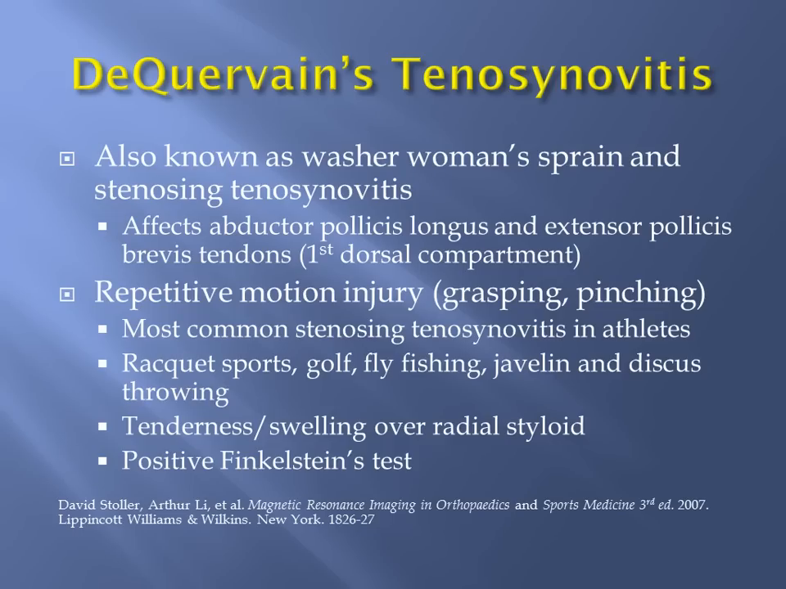De Quervain's tenosynovitis is also known as washerwoman's sprain or stenosing tenosynovitis. This affects the abductor pollicis longus and extensor pollicis brevis tendons in the first dorsal compartment. This is a repetitive motion injury from grasping and pinching. This is the most common stenosing tenosynovitis in athletes, particularly those involved in racket sports, golf, fly fishing, etc. There's pain, tenderness, and swelling over the radial styloid and a positive Finkelstein's test.